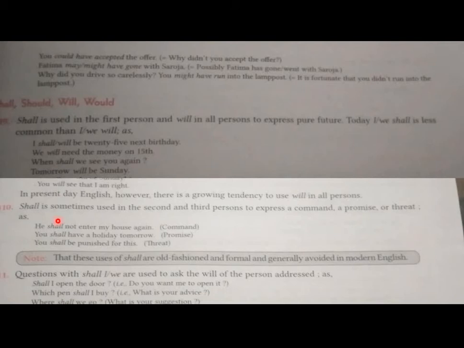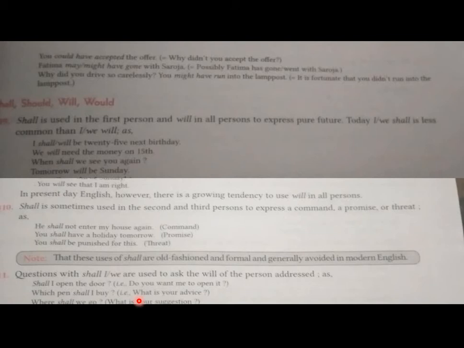In present day English, however, there is a growing tendency to use will in all persons. Today, in present day English, we are not using shall that much, and the tendency of using will is growing in all persons. Shall is sometimes used in second and third person to express a command, a promise, or a threat. He shall not enter my house again. It's a command. You shall be punished for this. It's a threat. You shall have a holiday tomorrow. It's a promise.